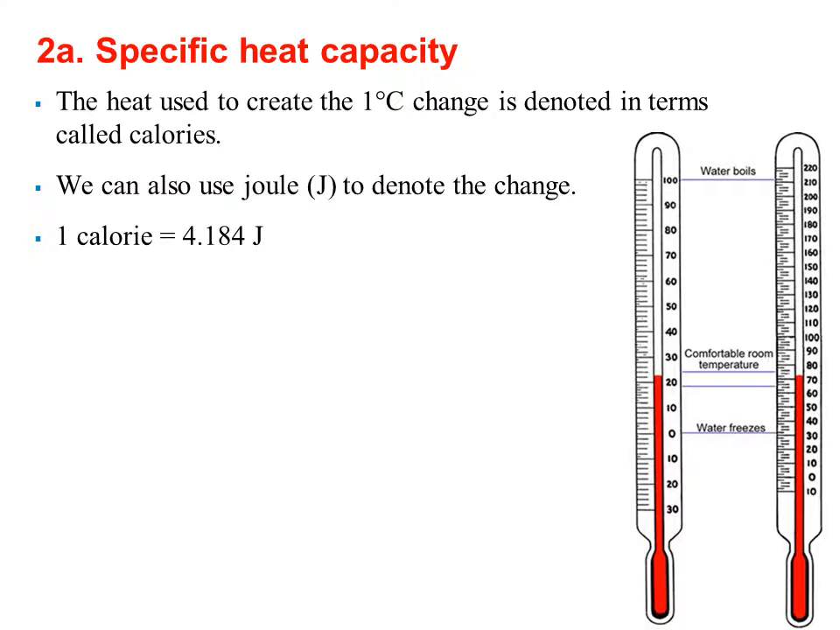The heat used to create the 1 degree Celsius change is denoted in terms called calories. So in physics, you'll use the terms joules, but for natural science purposes like biology and anatomy, we'll use the term calories. So be able to convert: 1 calorie is equivalent to 4.184 joules.